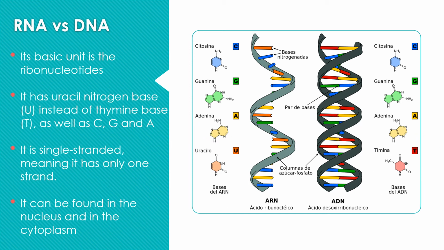They both have nucleotides, but remember that the difference between the nucleotides of RNA and DNA is the sugar. The RNA has a ribose and the DNA has a deoxyribose. The RNA is a single strand, meaning it only has one strand, different from the DNA that has two strands. And the RNA can be found in the nucleus and in the cytoplasm, while the DNA can be found only in the nucleus.